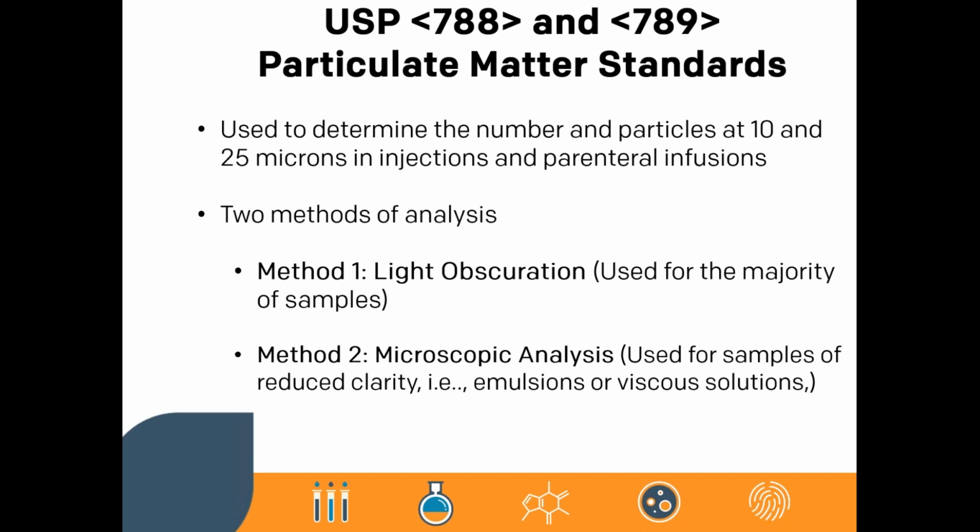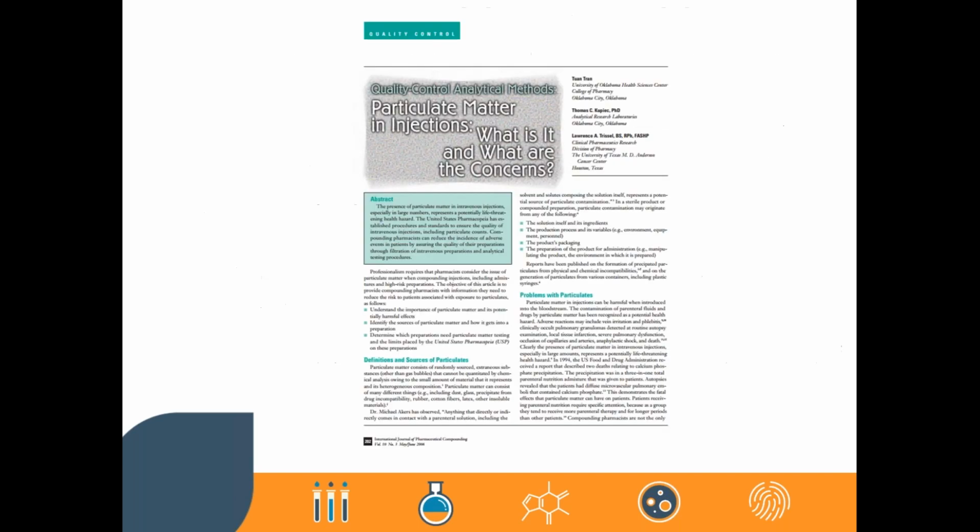Again, it's used to determine the number of particles. I don't want to get into too much detail, but there are basically two methods by which a particulate matter test could be performed. The standard is light obscuration, which is used for most samples, but another method is a microscopic method, and the USP chapters allow for both. Particularly for emulsions, viscous substances, or substances that have reduced clarity, I think the microscopic method is suitable as well. This is the article that we published for particulate matter in injections, and that's also provided for you today.